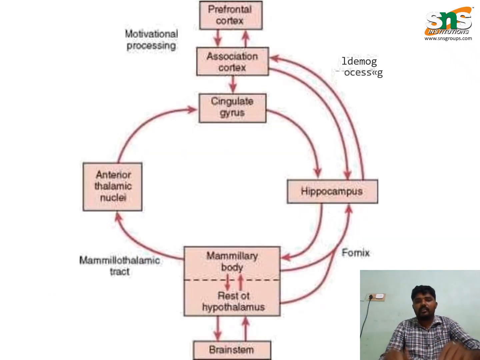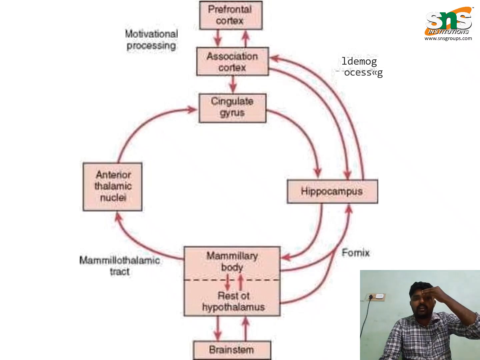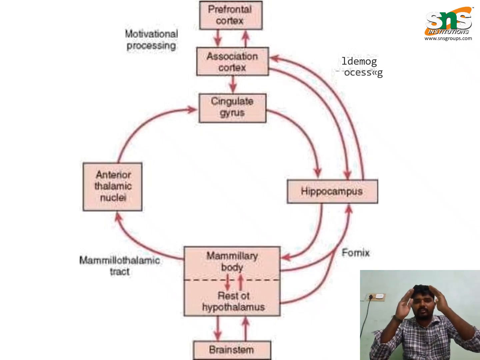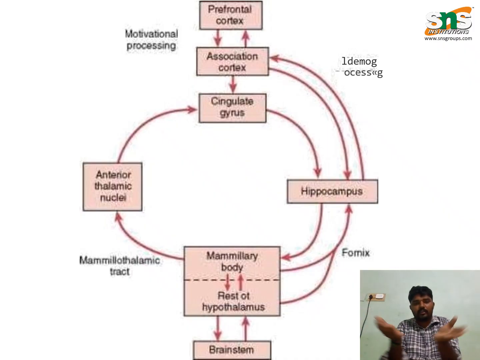This is the pathway. First we go to the prefrontal cortex. Then we go to the associative cortex area. Then motor processing. Next we go to the cingulate gyrus. Then the hippocampus, anterior thalamic nuclei and hippocampus. Then the mammillary body and rest of the hypothalamus. Next we go to the brainstem.